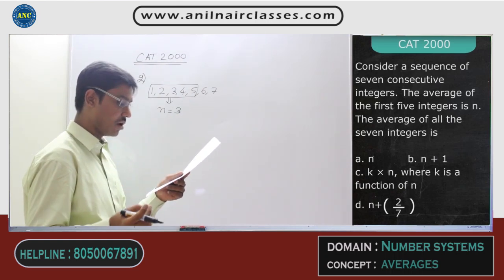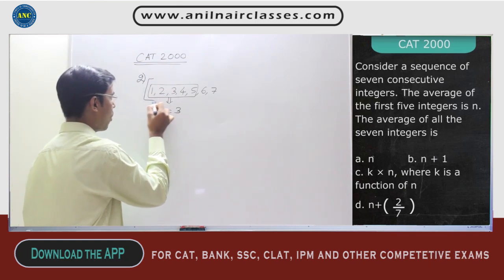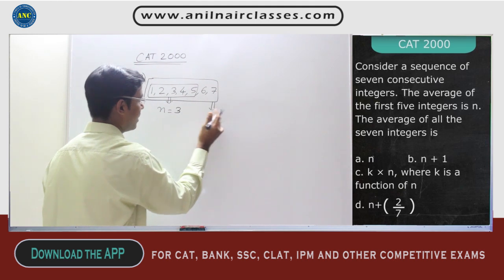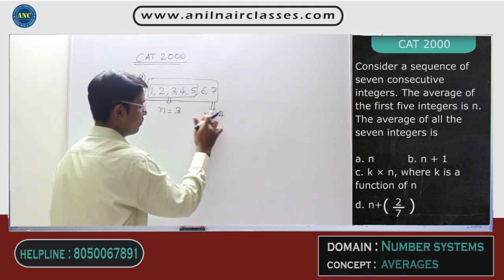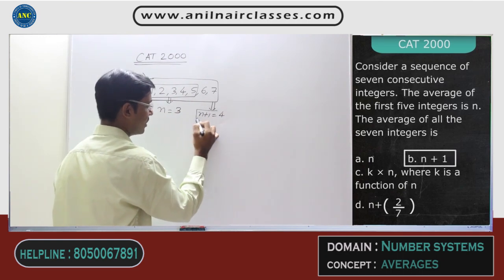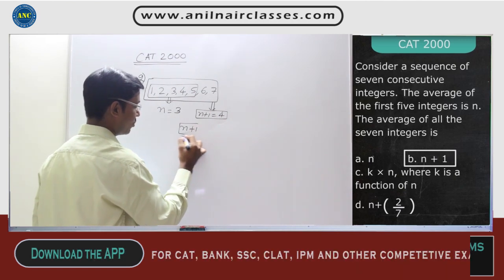Now, the average of all the 7 integers is how much? They are asking the average of 1, 2, 3, 4, 5, 6, 7. This is again nothing but the middle value, 4. If n is 3, then 4 will be n plus 1. So the answer in the options should be n plus 1, which is option B.